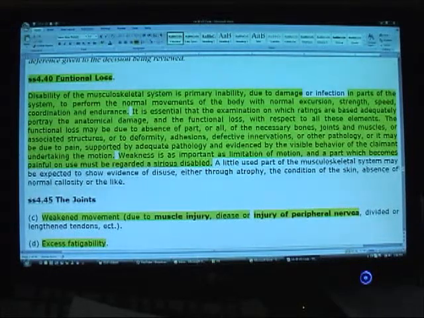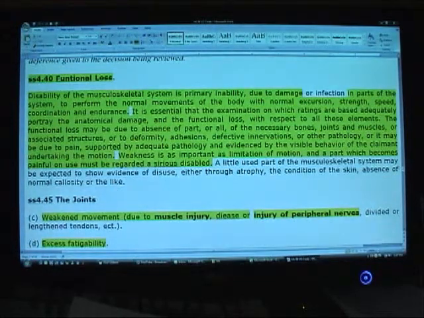Subsection 4.40, functional loss. Disability of the musculoskeletal system is primarily inability, due to damage or infection in parts of the system, to perform the normal movements of the body with normal excursion, strength, speed, coordination, and endurance. It is essential that the examination on which ratings are based adequately portray the anatomical damage and the functional loss with respect to all these elements.